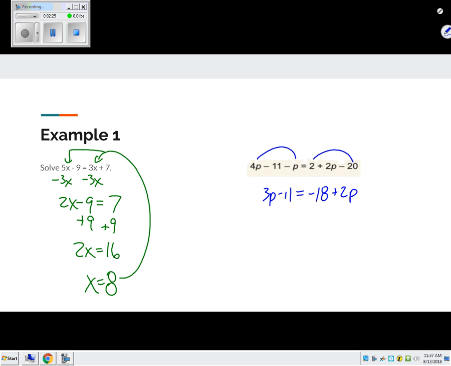I'm going to use a little bit different notation on this to make it look a little bit more concise. So I'm going to subtract 2p from both sides. I'm going to put an S, 2p. Subtract 2p. And that just leaves me with p right there. Now I can add 11 to both sides. And I have arrived at my final answer. P equals negative 7.